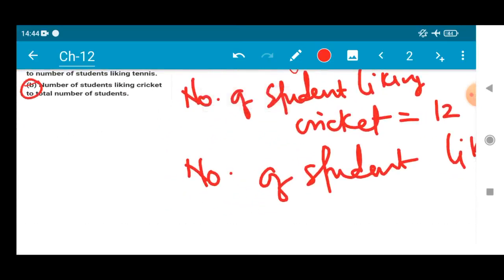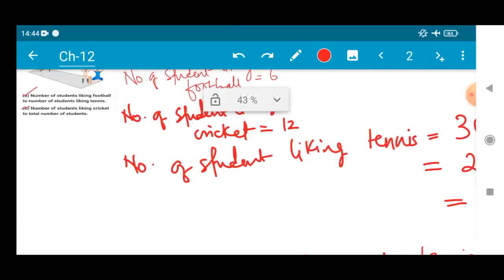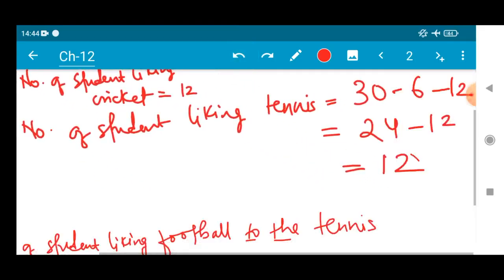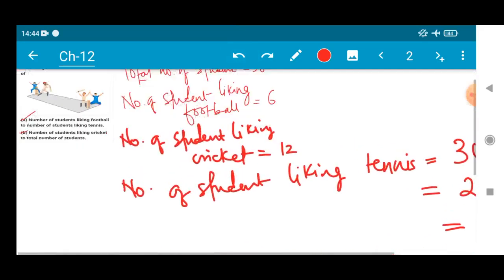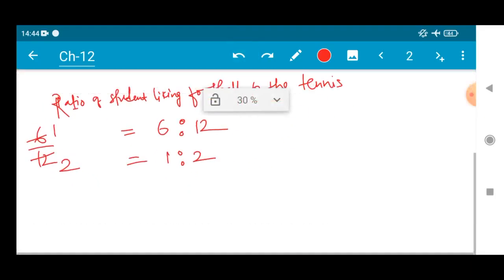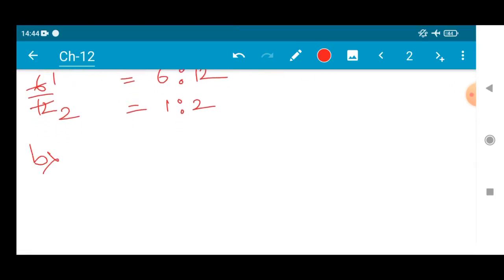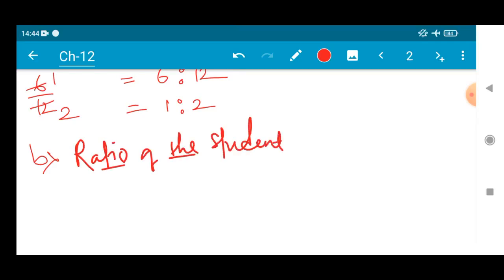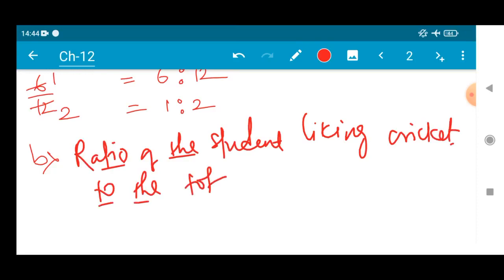Okay, now proceeding to the next one. Number of the students liking cricket to the total number of students. So how many students are liking cricket? 12. How many students are liking tennis? Sorry, it is not tennis, it is the total number of students, right? So the total number of students is 30. So again, this was our number A, this will be our number B. Ratio of the students liking cricket to the total number of students.